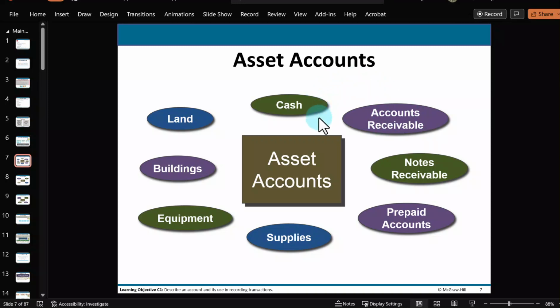And each customer would be one account in this accounts receivable account. Maybe customer ABC owes you money. Well, that would be one accounts receivable account. Maybe another customer, XYZ, also owes you money. That's another accounts receivable account. But you combine them all together in this one big general ledger account.